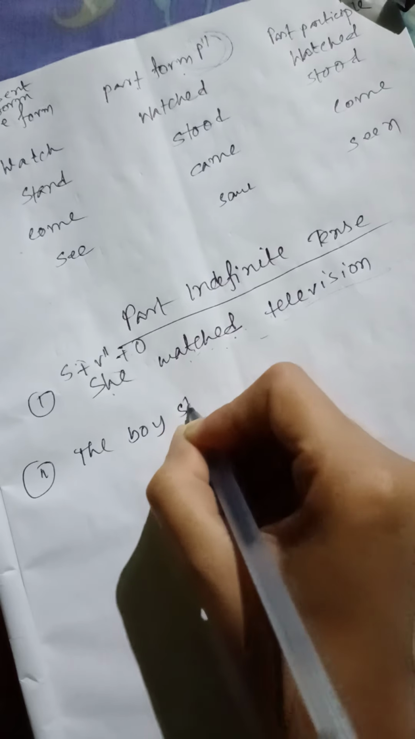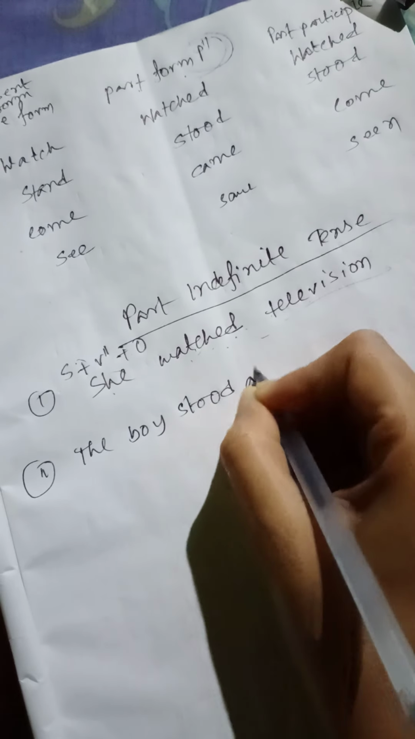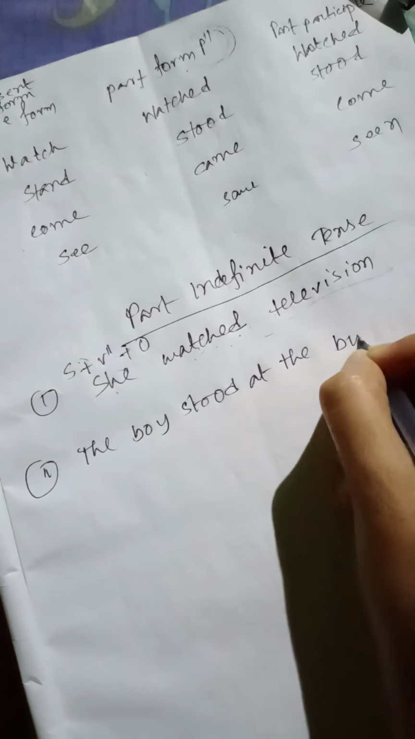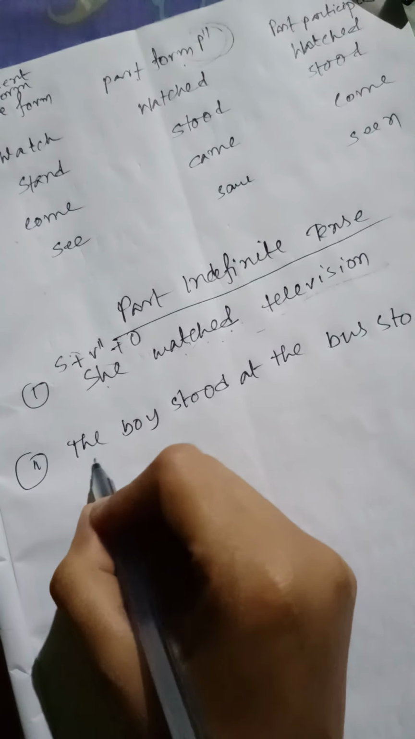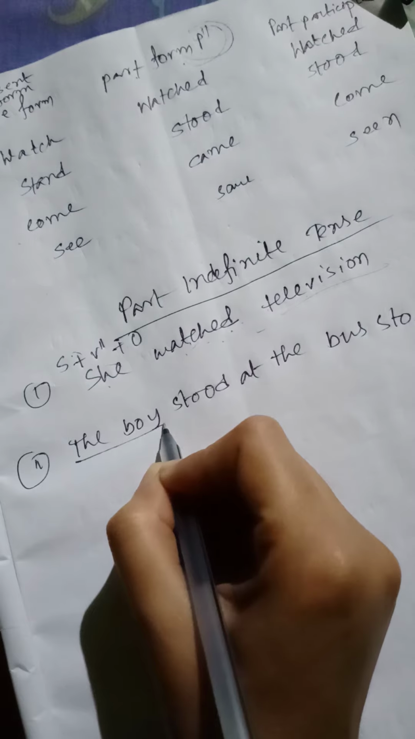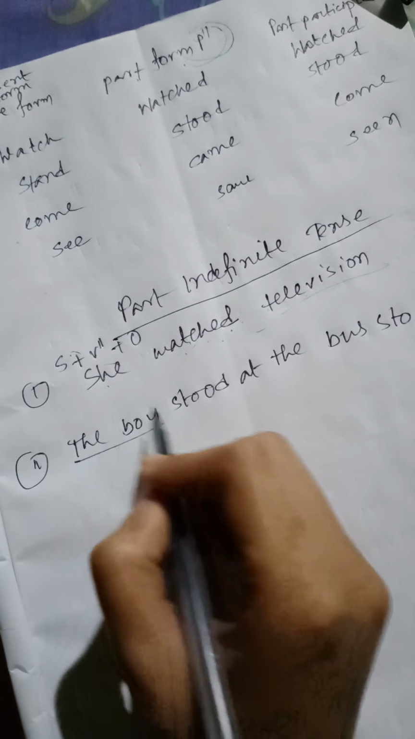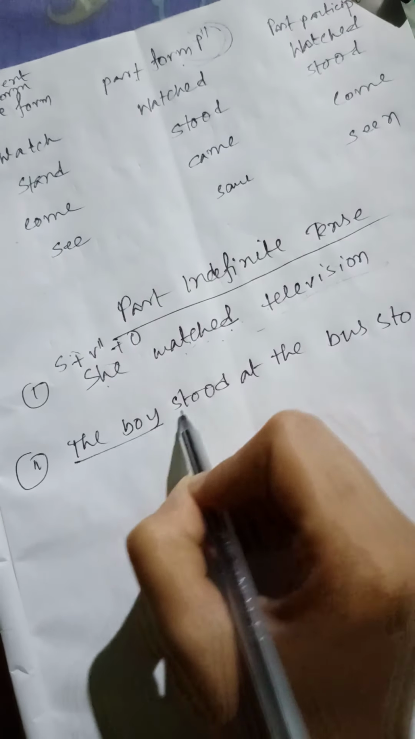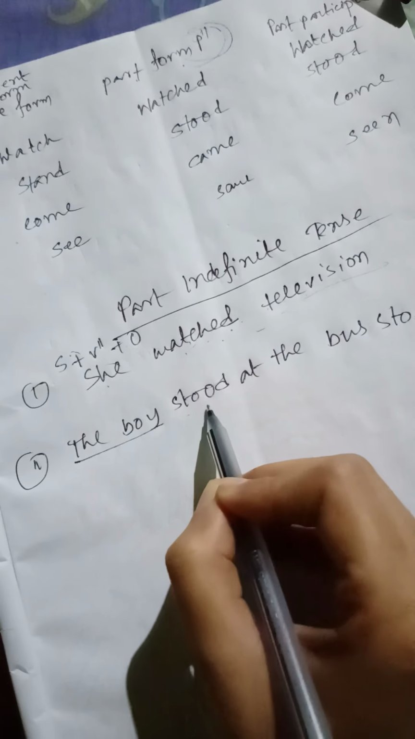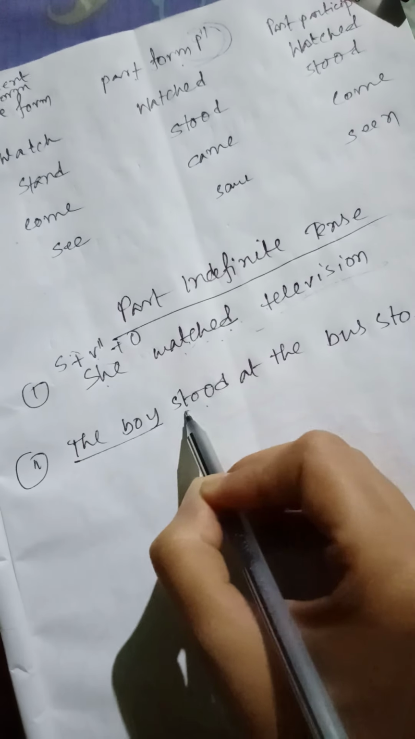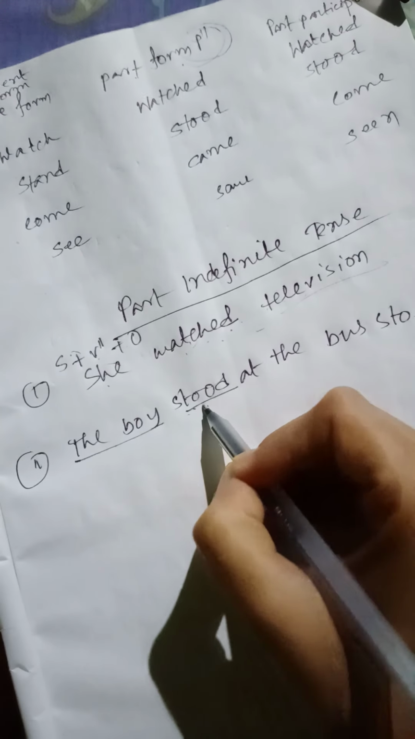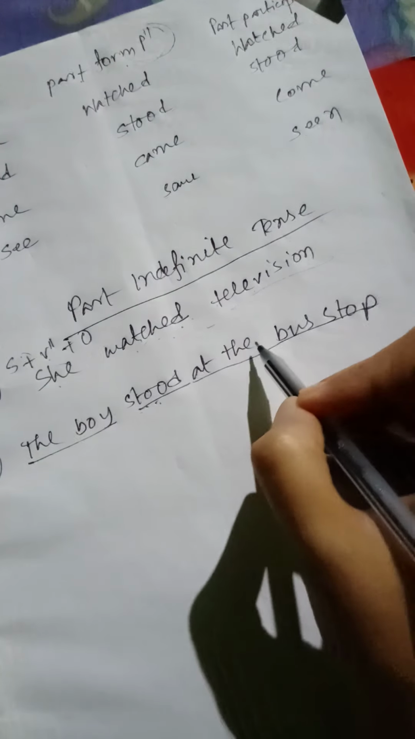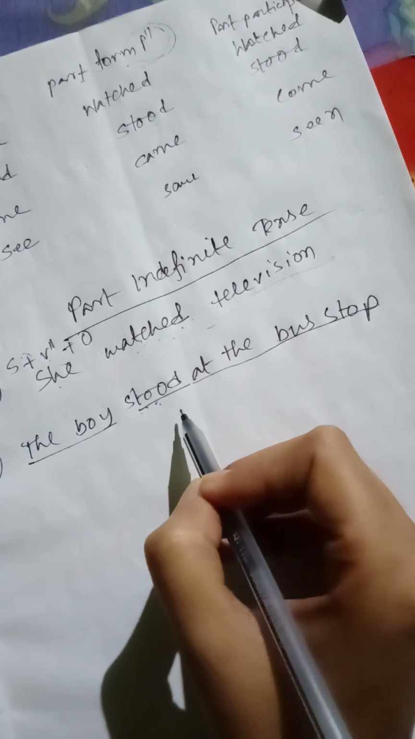The boy stood at the bus stop. Here we have used the subject as the boy. The boy is acting as the subject of the sentence, and then we used the verb, which is the second form of verb, that is stood. Then the object, at the bus stop. The boy stood at the bus stop.